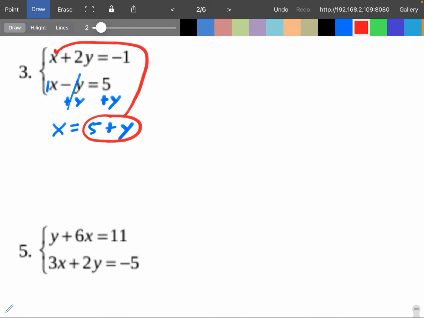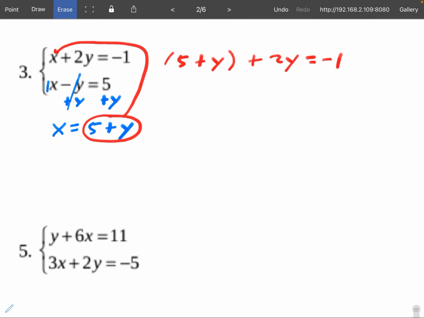Step 2 is substitute that resulting expression into the other equation. So we're going to take that 5 plus y and we are going to substitute that in for x in the other equation. So x is the same thing as 5 plus y. So we're going to put that in right there.